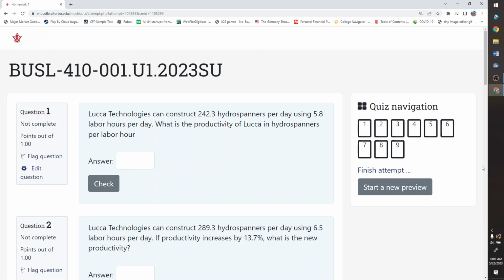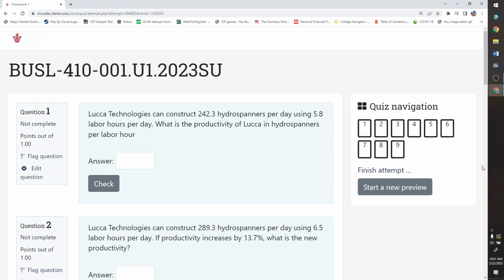And we're specifically wondering in question one about labor efficiency, right? How productive are labor hours in this facility in terms of hydrospanner production? And so to do this is actually pretty straightforward. We just are looking for production per unit labor, so we're going to take total production and divide by unit labor.